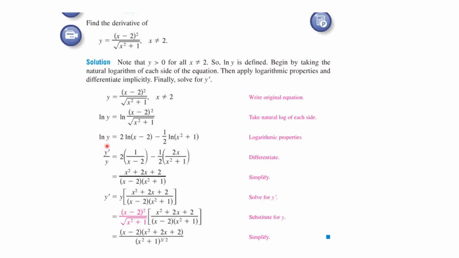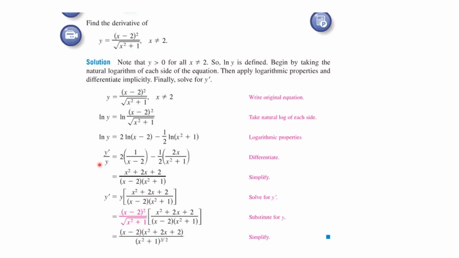But now I'm going to take this expression and take the derivative, using implicit differentiation. So you see here, this is going to be 1 over y times y prime. And here the 2 just sits there. This is 1 over x minus 2, minus, the 1/2 just sits there, and this is going to be 1 over x squared plus 1 times the derivative of x squared plus 1, which is 2x. So I get this expression.